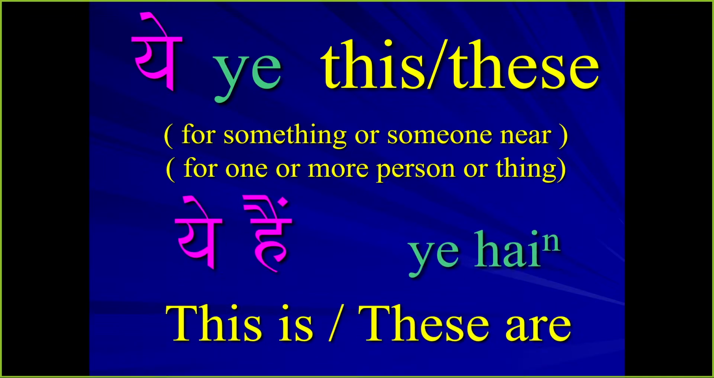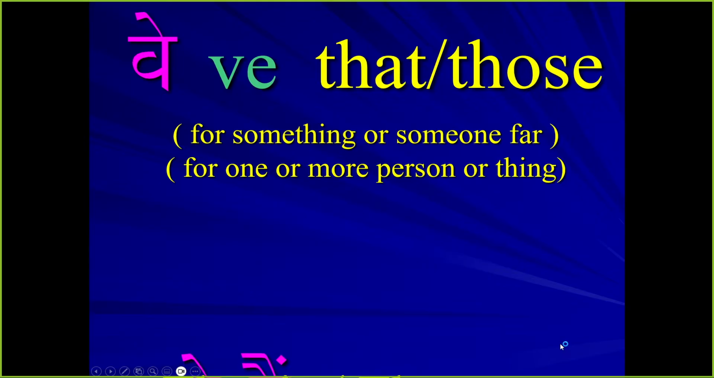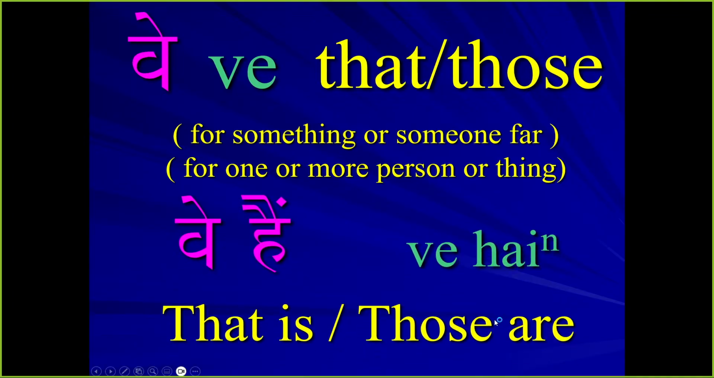Similarly, we have these and those. So here, these is also ye, but this time ye is spelled differently. The her is no longer there. And with these, we have to say ye hain. These are. Similarly, we have those are, and those are is we hain. Okay, ye hain and we hain.